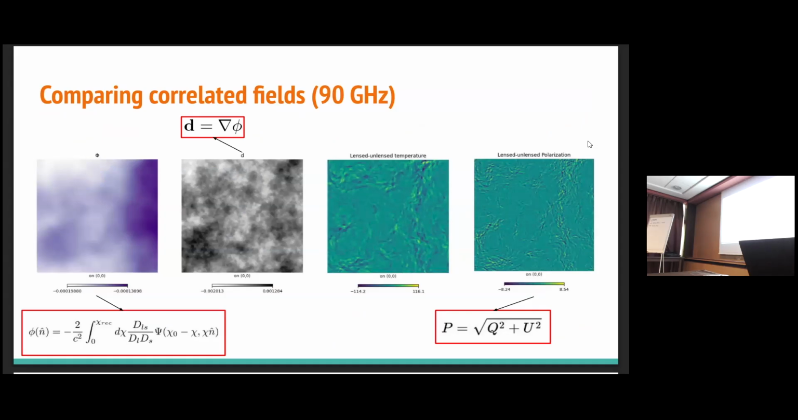So here we have phi, the lensing potential, which is correlated obviously with its divergence, the psi. Sorry, this is phi. This is called the deflection field, as I was saying before. And here you can find the difference between lensed and unlensed for both temperature and polarization. And you can see that the 4 images are highly correlated, just by eye, like this right band here, or this spot in the bottom left.